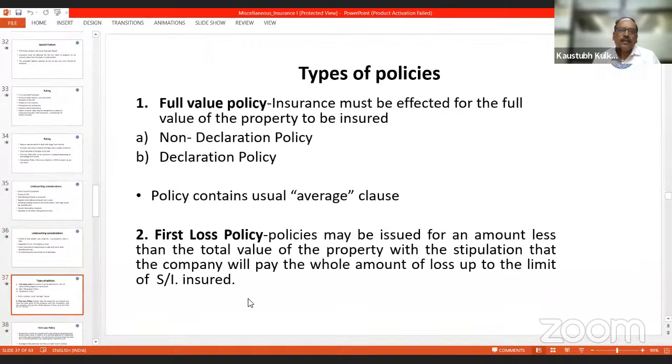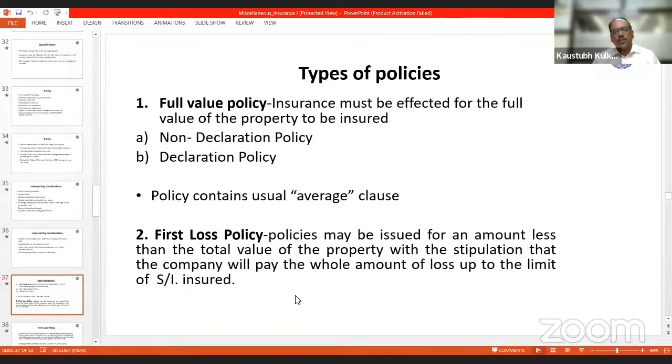Now here we will deal with some types of policies of burglary. What are those? First is full value policy. As we have already dealt, burglary policies are contracts of indemnity. So the sum insured has to be full. There should not be any under insurance because in case of any claim, the average clause will apply. So full value policies are those. The insurance must be effected for the full value of the property to be insured. These may be on non-declaration basis, may be on declaration basis.